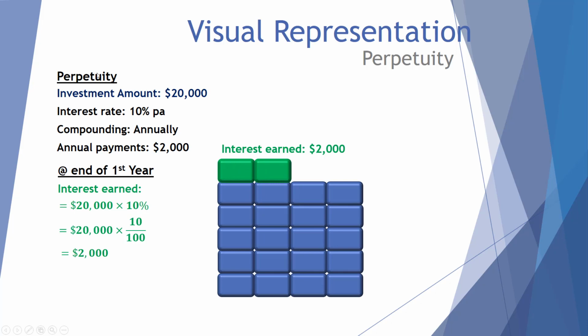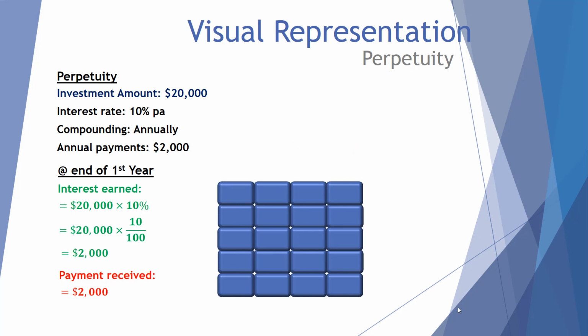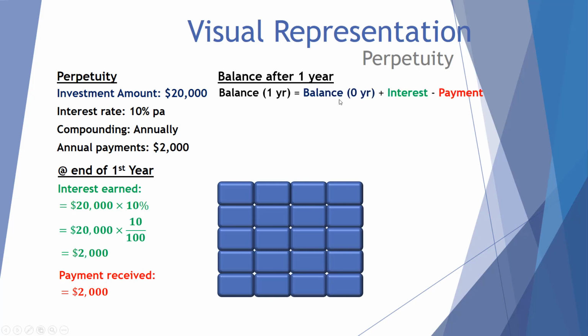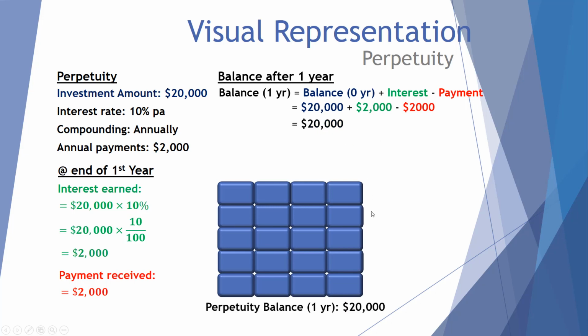However, with a perpetuity, the interest earned is exactly the same amount as the payment received. So in this case, we earned $2,000 of interest, and now we're withdrawing that as a payment. So payment received is $2,000, and that's removed. And as you can see, we're back to our original starting value of $20,000. The balance after 1 year is equal to our starting balance at 0 years, plus the interest minus the payment. So we had $20,000 at the start, we earned $2,000 of interest, and we received $2,000 of payment, taking us back to our starting value of $20,000.